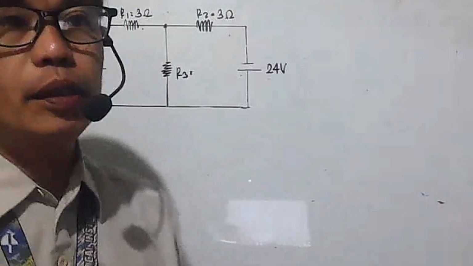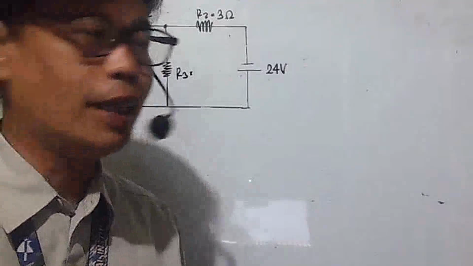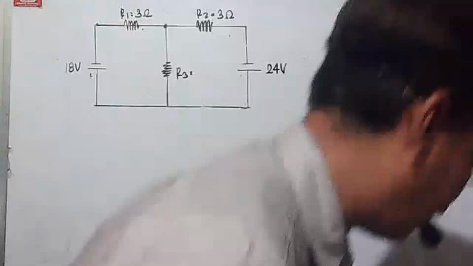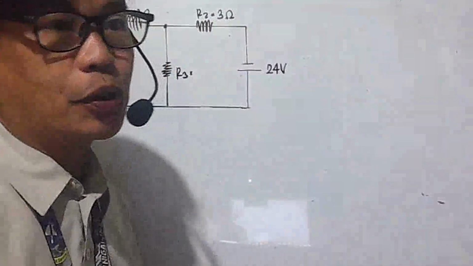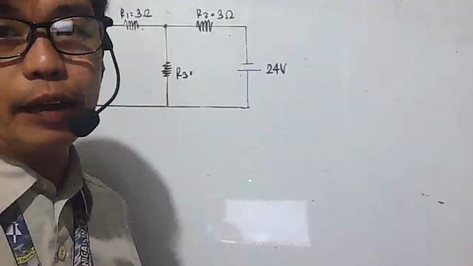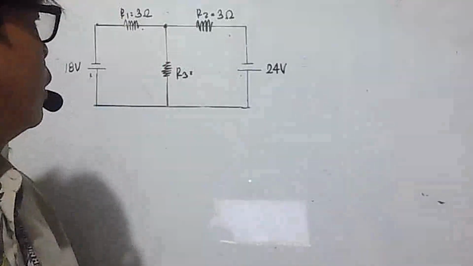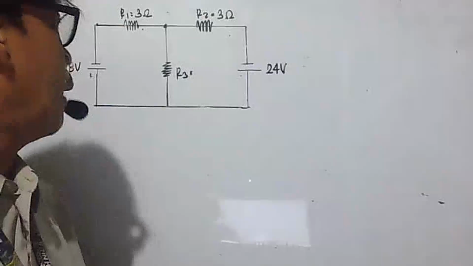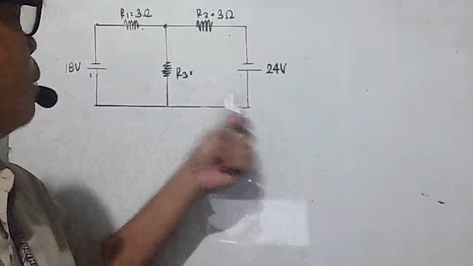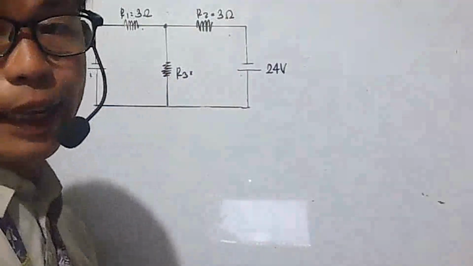So hello again. This is a continuation of Kirchhoff's law. This is a different solution. We're going to use node voltage analysis in solving for the voltages and currents. We have the same figure as the first, the same problem. We're given two voltage sources and three resistors. This is the node voltage analysis method.